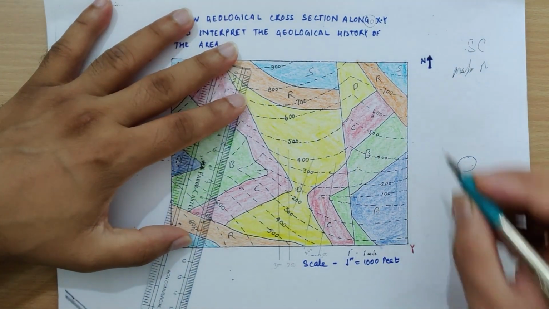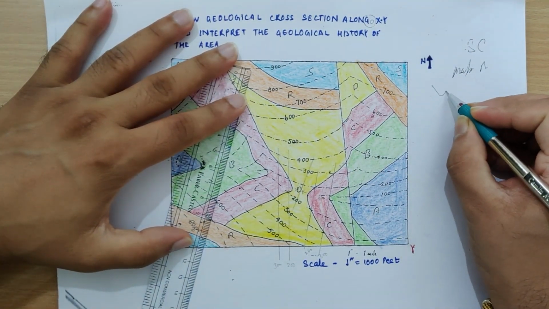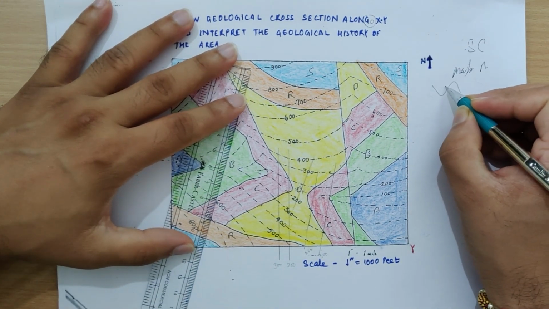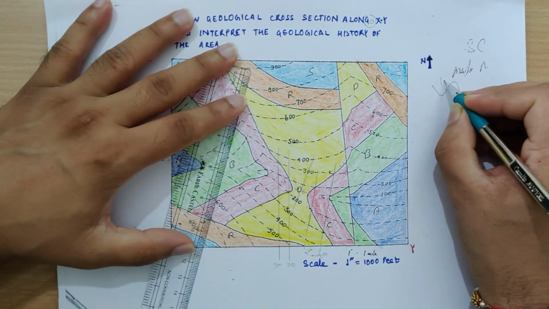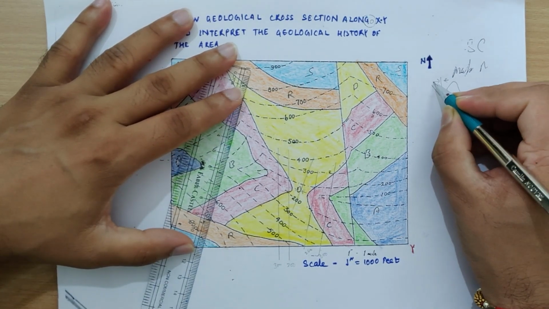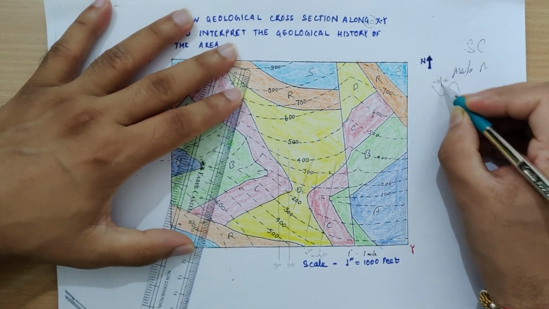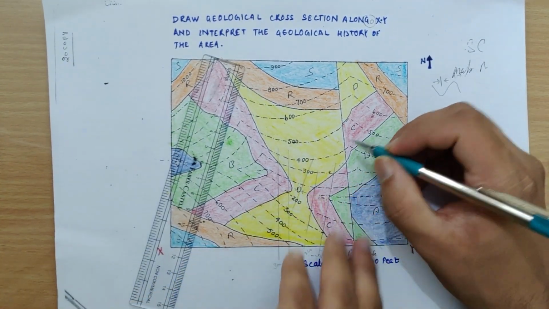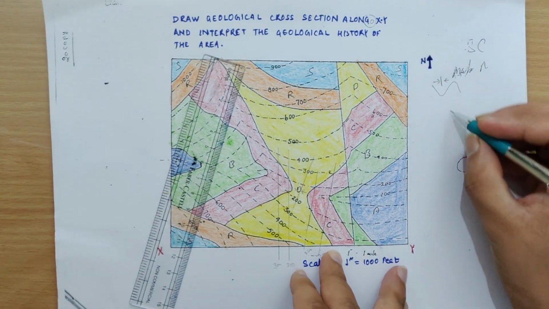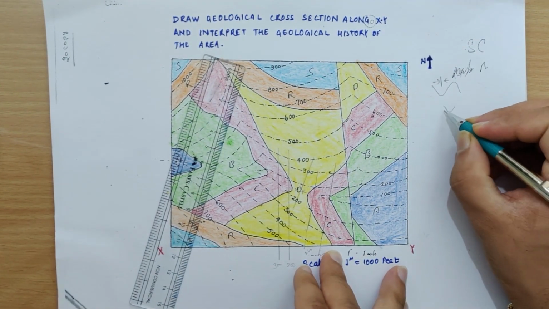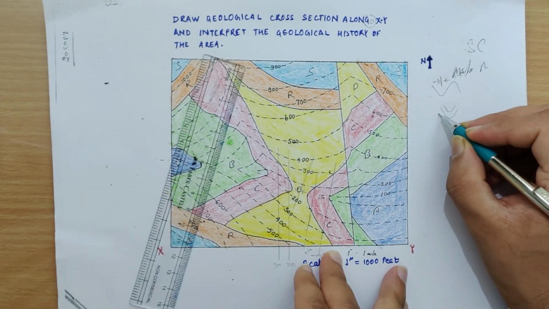So if we draw a fold like this, this is a fold in which we can see that this is a syncline. In a syncline the beds are dipping towards each other at the axis, and in an anticline they dip away from each other. So this is the axis of a syncline, and we know that at the axis or the core of a syncline we have younger beds.